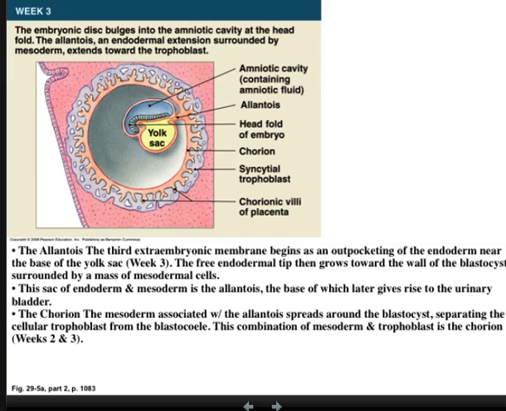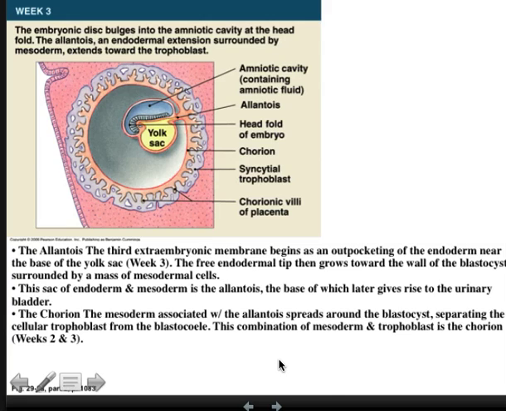The third extraembryonic membrane, the allantois, is an outpocketing of the endoderm near the base of the yolk sac. The free endodermal tip then grows towards the wall of the blastocyst and is surrounded by a massive mesoderm. The sac of endoderm and mesoderm is found at the base of this structure. You can see it right here, the allantois. And it gives rise to the urinary bladder.